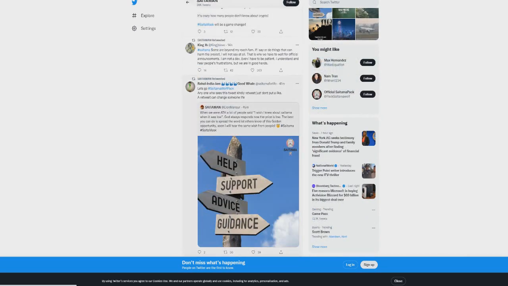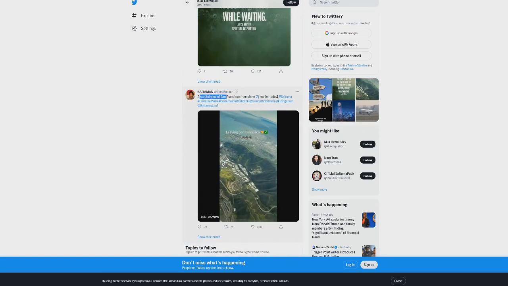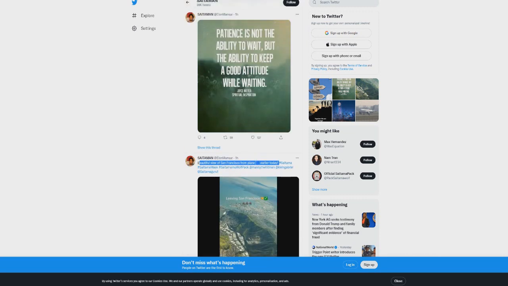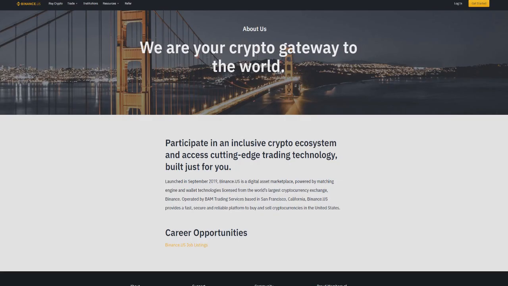Take a look at this, 1 hour ago: beautiful view of San Francisco from the plane earlier today, leaving San Francisco. Now, this has got a lot of people wondering, what deal have they gone to do? Why would they go to San Francisco? What's in San Francisco? Is it something a lot of people just wanted to visit? Also, when we looked at Binance, you can see they're based in San Francisco. So a lot of people have been insinuating that they went to San Francisco to make some sort of deal for the Binance US side of things. We don't know 100%. What we do know is that they've gone to San Francisco.